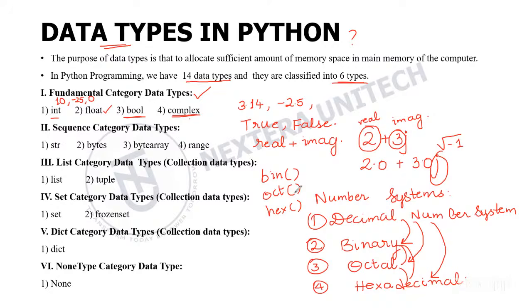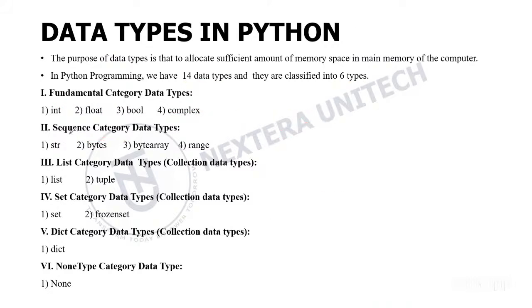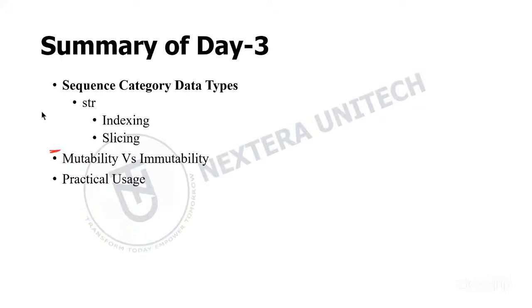And then we started learning about sequence category data types. Yesterday we learned about the string data type. Mainly, sequence category data types are used to store a sequence of values. If you want to store a sequence of characters like a name or a sentence or an address, you can use sequence category data types.